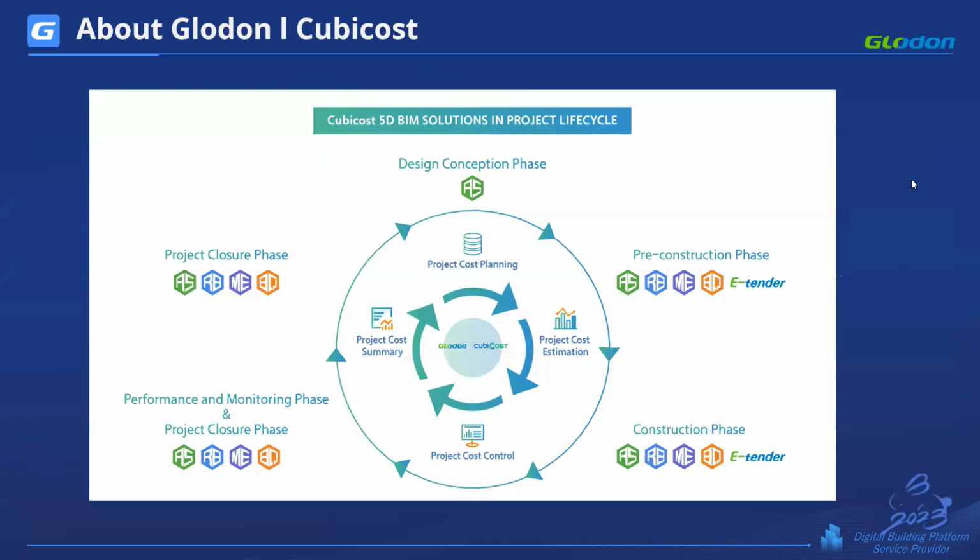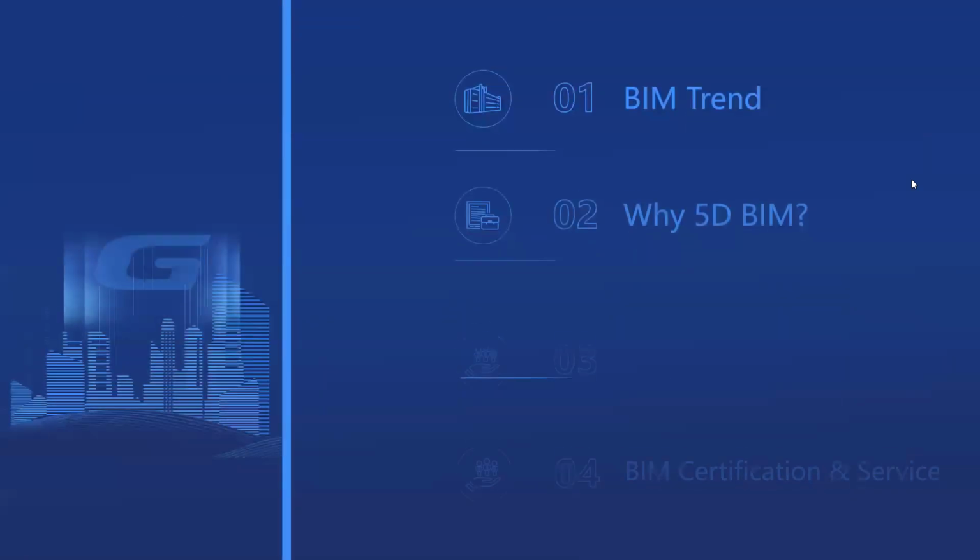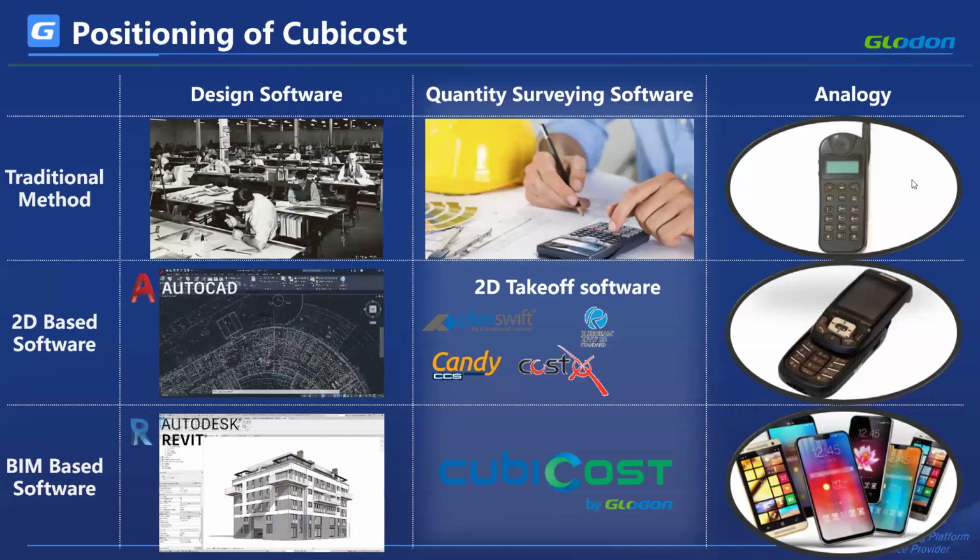And as I mentioned earlier, you can use this software throughout the whole life cycle of a building project. The traditional method is very old and inefficient, time-taking, like an old mobile phone. Then 2D measurement came. AutoCAD plus Excel is still inefficient. We have plans with Costec, Bluebeam, and Candy. All of them are 2D measurement software. It's like an old mobile phone, useless.